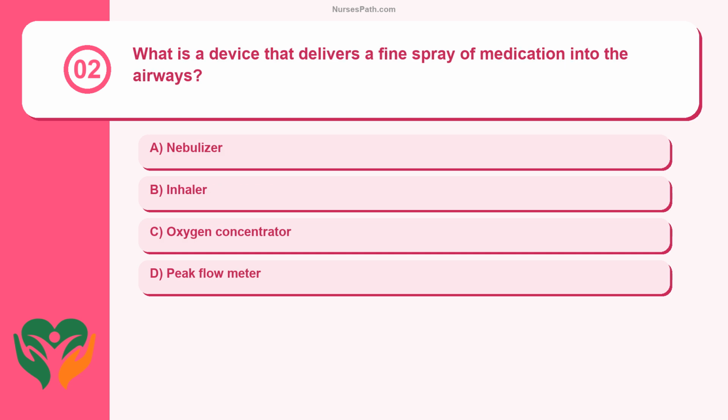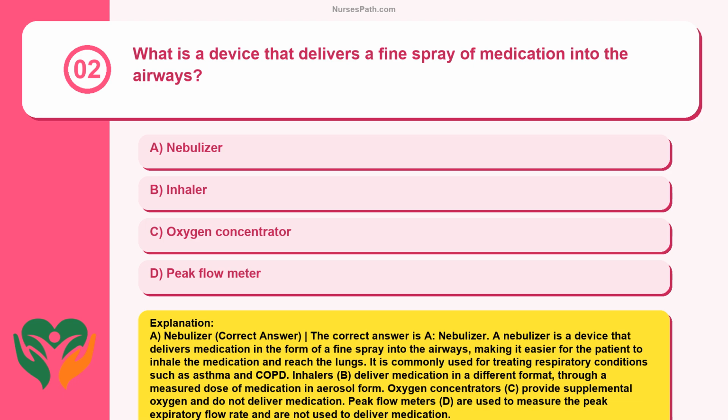Question 2. What is a device that delivers a fine spray of medication into the airways? A. Nebulizer, B. Inhaler, C. Oxygen concentrator, D. Peak flow meter. A. Nebulizer. Correct answer. The correct answer is A.